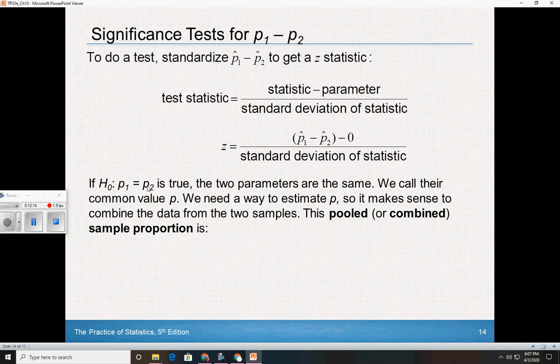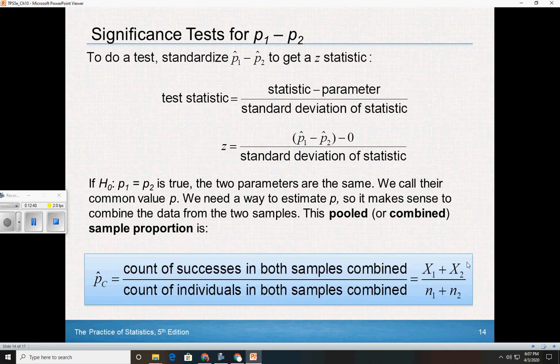Now, it turns out if p1 equals p2, if that's in fact true, then the two parameters are the same. And we could just call them p because there's no difference between p1 and p2. If we want to estimate p, it makes sense to combine both samples to get a bigger sample size. This is called a pooled or combined sample proportion. It's how many successes we got total divided by how many people we asked total.